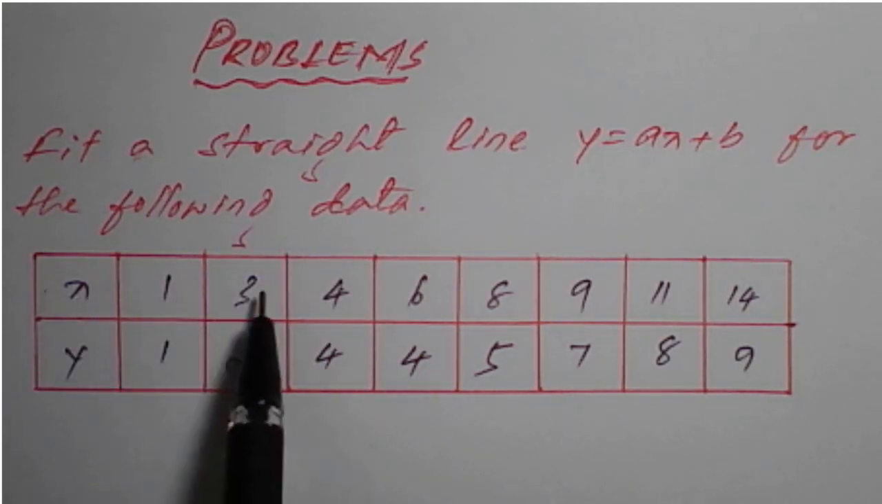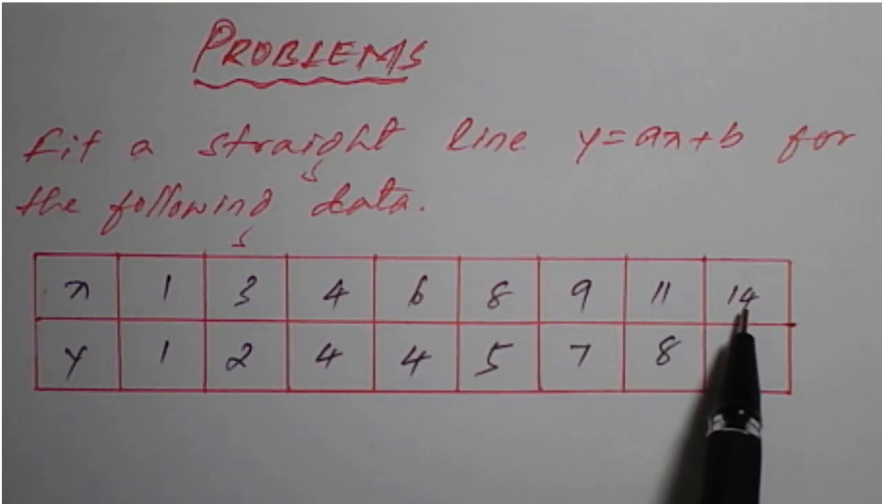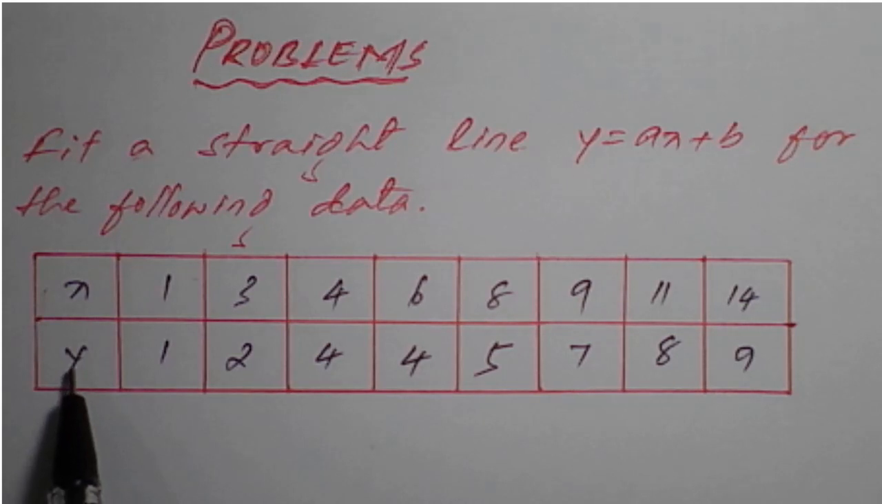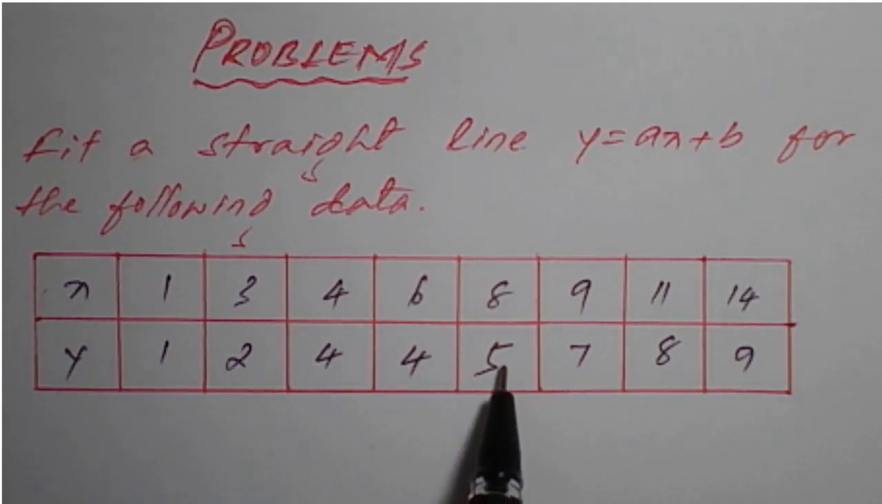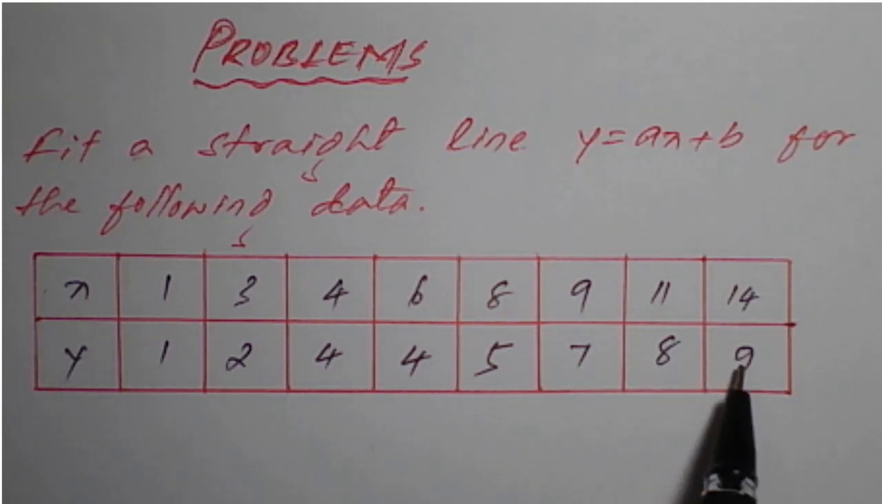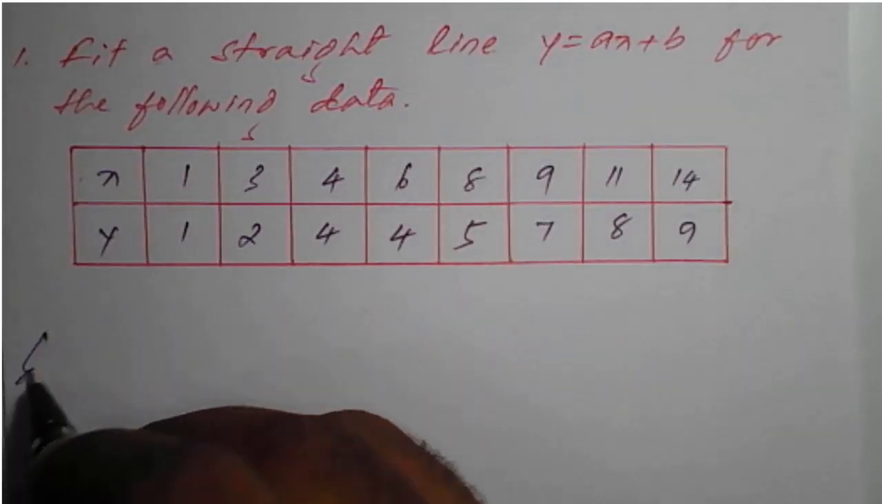The x values are 1, 3, 4, 6, 8, 9, 11, 14, and the respective values of y are 1, 2, 4, 4, 5, 7, 8, 9. So how to solve this, we'll see now. Solution.